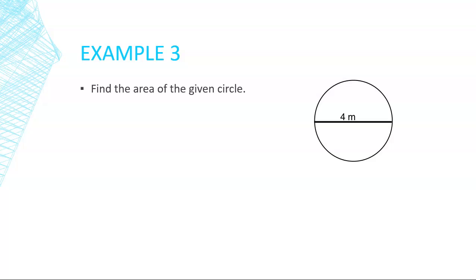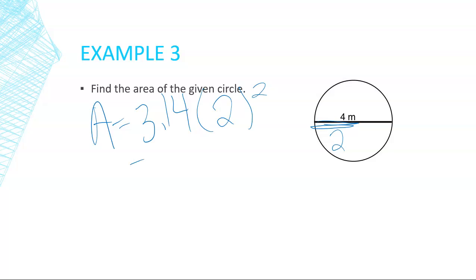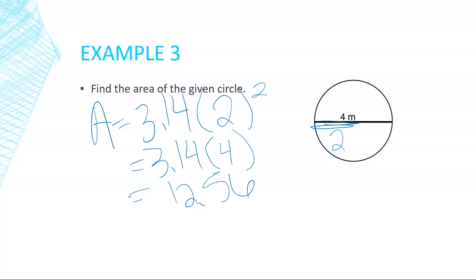This is the diameter, so my radius is 2. So then I plug in. I have A equals 3.14 times 2 squared. 2 squared is 4. And then this gives me, when I type on my calculator, 12.56. I want to round to 1 decimal place, which I don't think I did on the last slide, which gives me 12.6 meters squared.